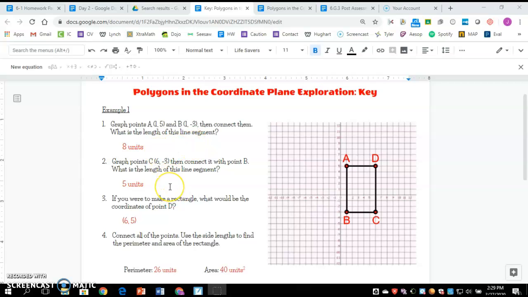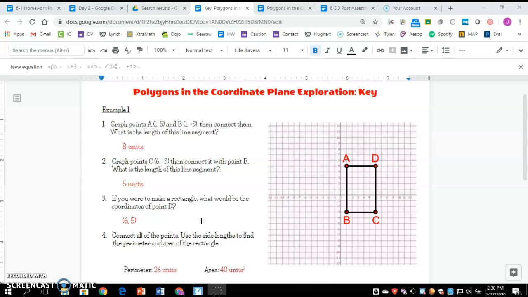Okay? Then you did virtually the same thing, but now you were adding on with point C, which would be right over here at 6, -3, and you connected that with B, and again, figured out the length of the line, ended up being 5. Okay, and then you were trying to figure out, if I now have lines AB and BC, and I need to create a rectangle, where would point D be, and what those coordinates would be. So if you already have a line going here and a line going here, we know we're going to have to be across from C and across from A, so we end up at 6, 5 for that point D to finish out our rectangle.